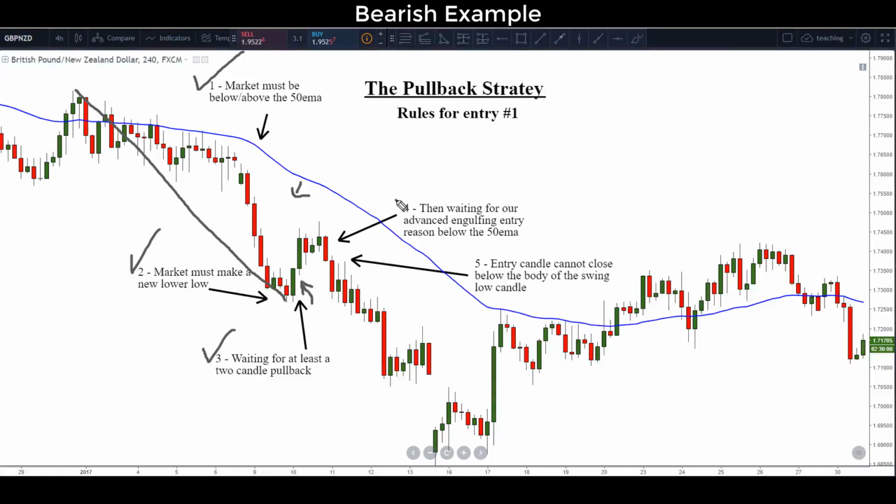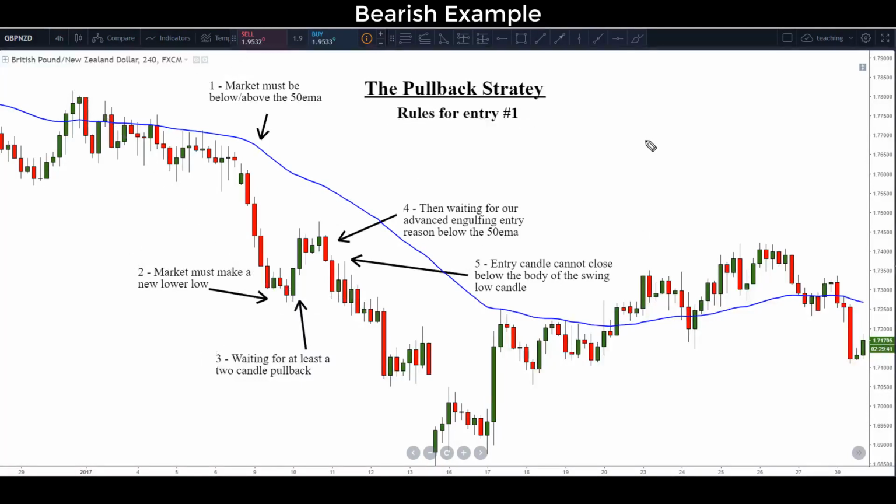Next up, we're waiting for our advanced entry pattern below the 50 EMA. Is that rule met? Yes, it is. And finally, as long as the entry candle did not close below the body of the previous swing low before the 2 candle pullback, then this is a valid entry. Is that the case here? Yes, it is. We can check that off. We now have a valid entry for entry number 1 here on the pullback strategy.